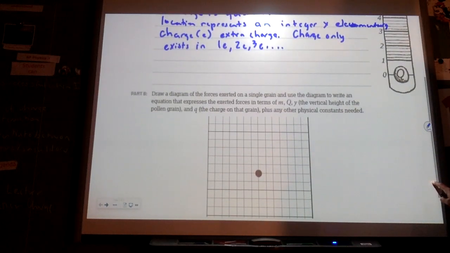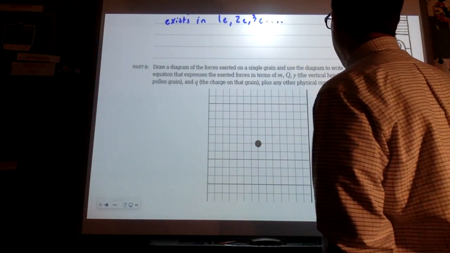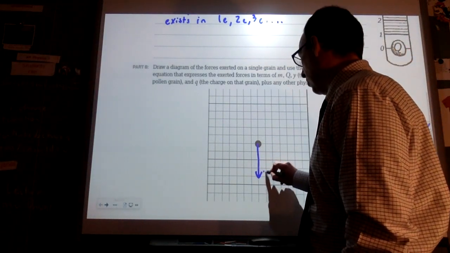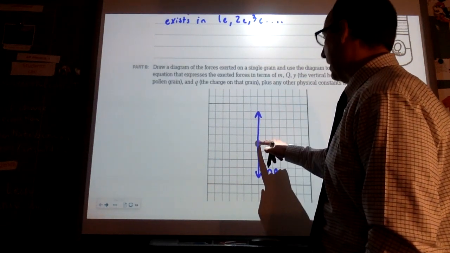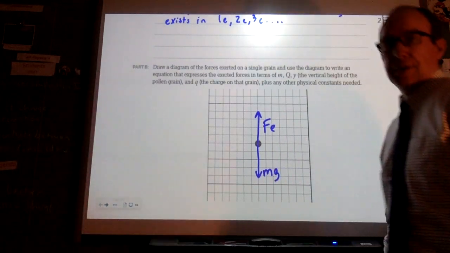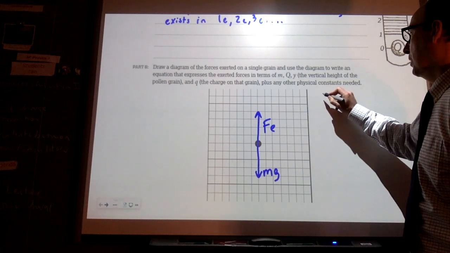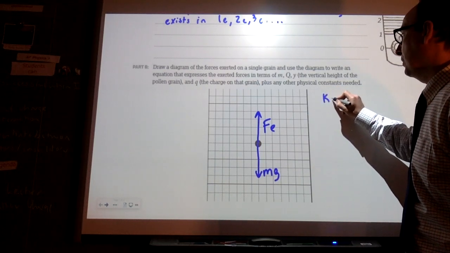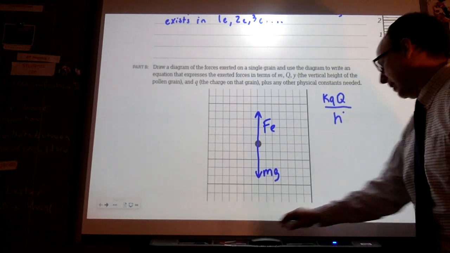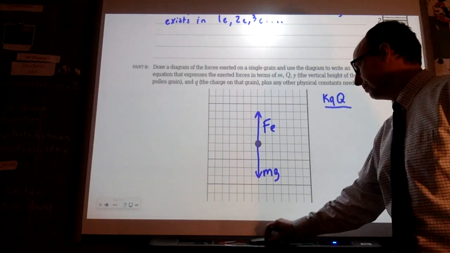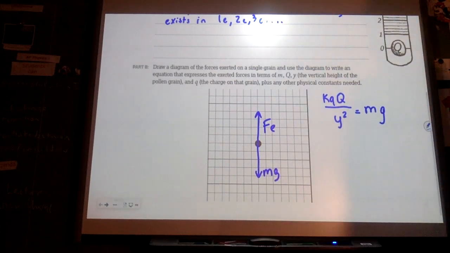Draw a diagram of the force exerted on a single grain and use the diagram to write an equation that expresses the exerted force in terms of m, q, and y. So we would have mg going down, and I'm going to have Fe going up. And so we would have k, Q, q over, I did h, but they used y, y squared is equal to mg.